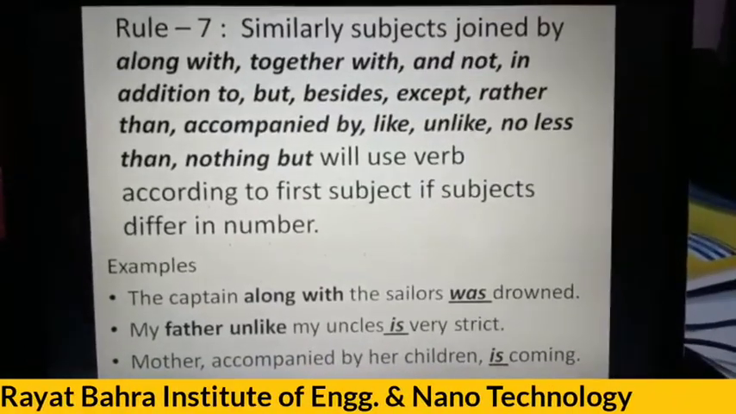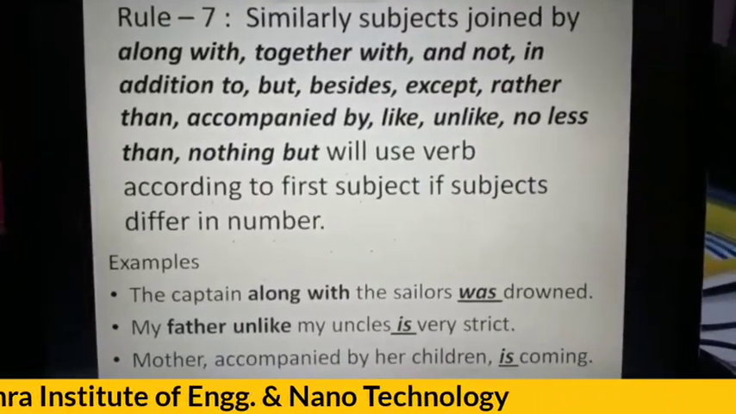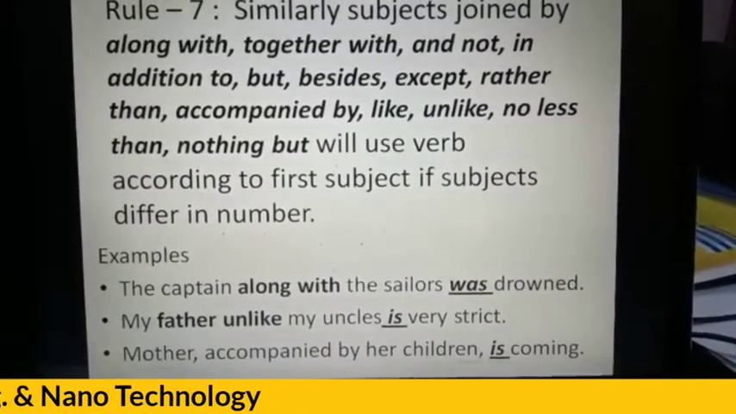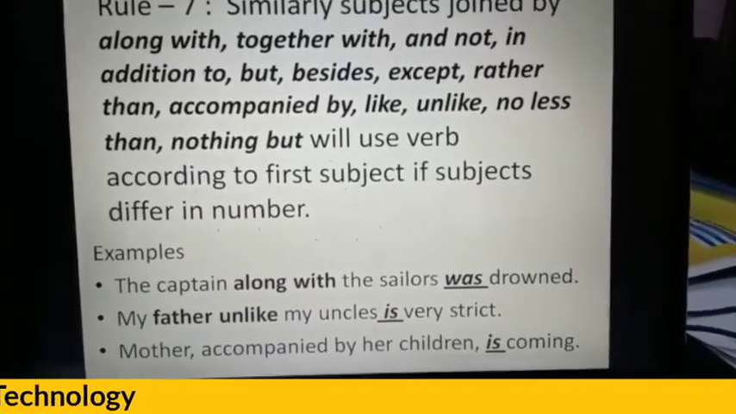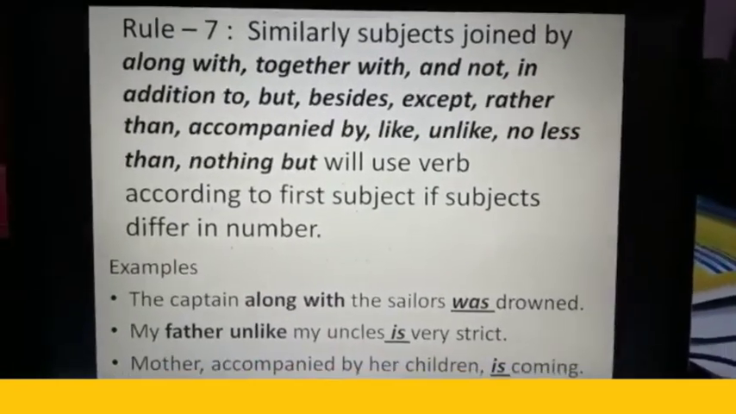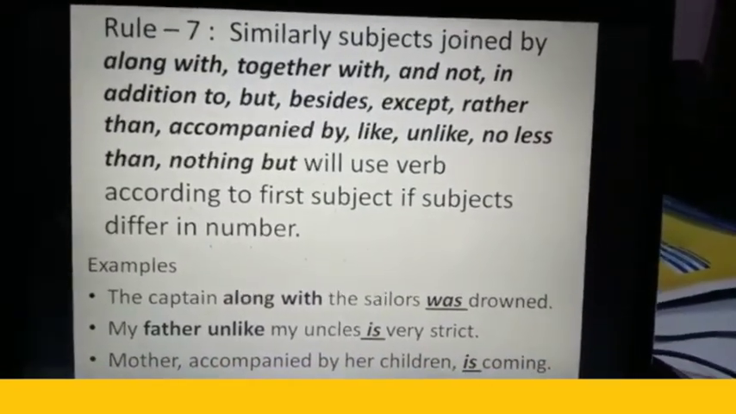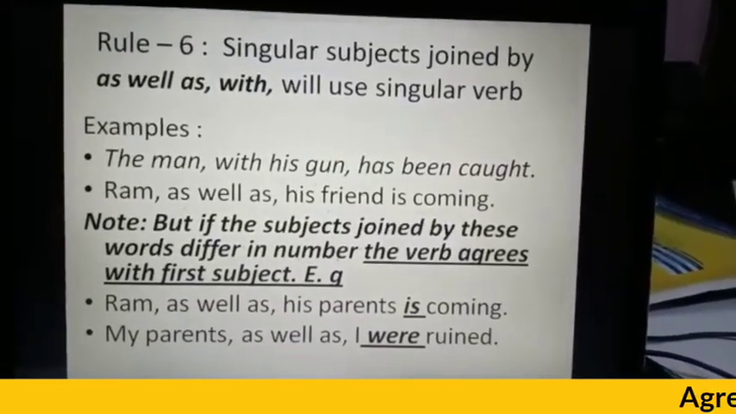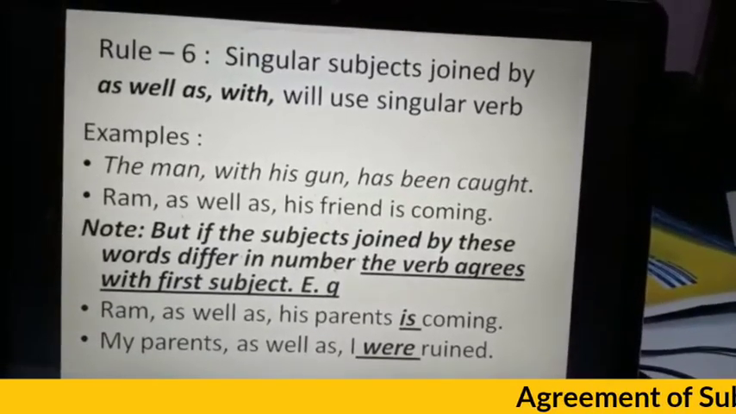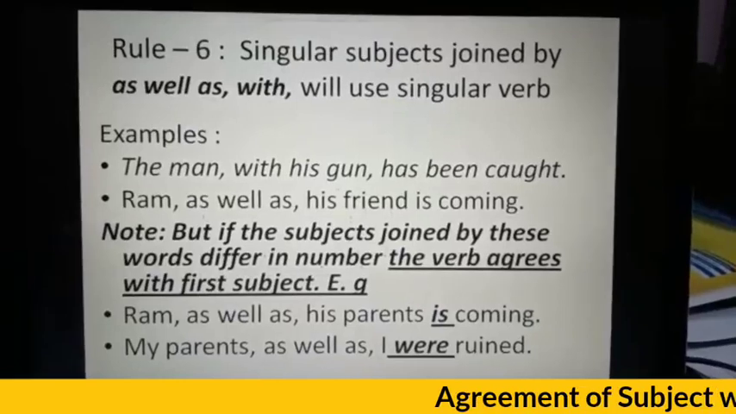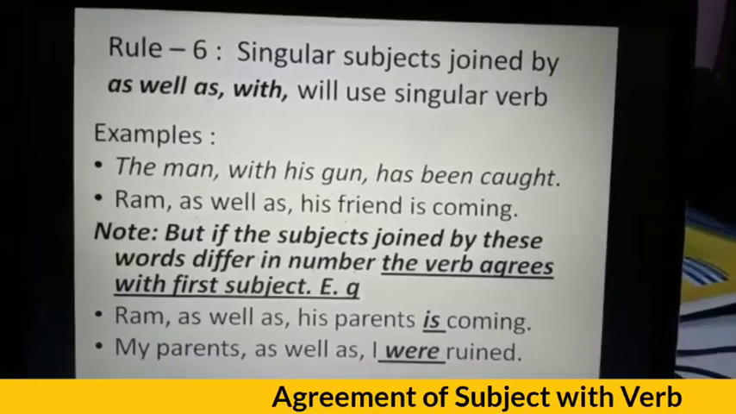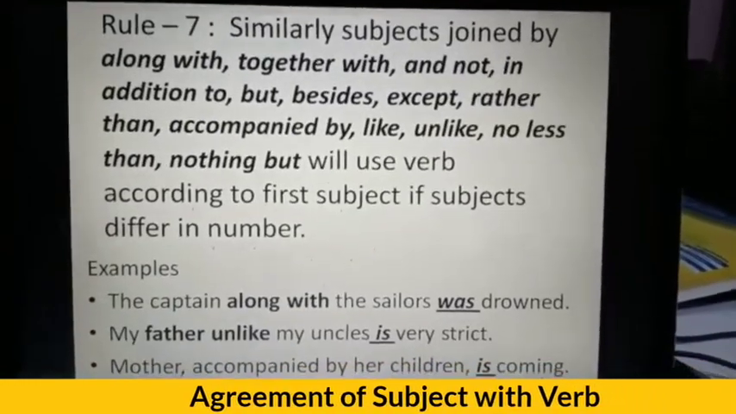According to rule number 7, when two subjects are joined by the words like, along with, together with, and not, in addition to, but, besides, except, rather than, accompanied by, like, unlike, no less than, nothing but, that verb always agrees with the first subject. The usage of these words is very much like the usage of as well as, which we have recently learned in rule number 6. When two singular subjects are joined by as well as, then verb used is always singular. But when two subjects differ in number, then verb always agrees with the first subject. You will find the same condition here.